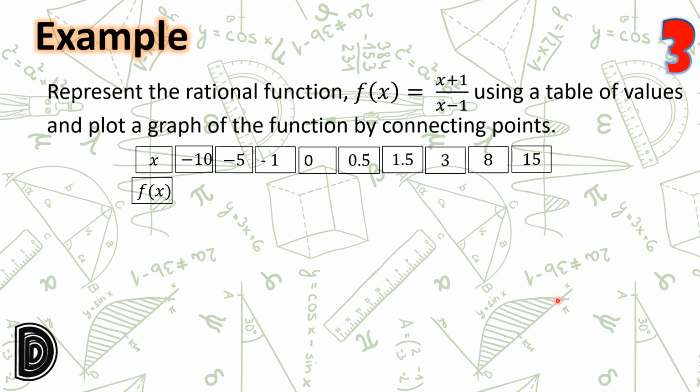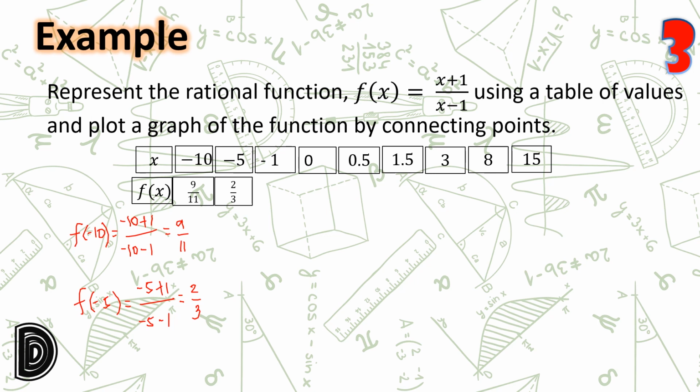Then we will get the values of f of x by substituting the values of x to the function. We start with x is equal to negative 10, so we'll have f of negative 10, that will be negative 10 plus 1 over negative 10 minus 1. And this is equal to negative 9 over negative 11, so that will be 9 over 11. If x is equal to negative 5, so we'll have f of negative 5. This will be equal to negative 5 plus 1 over negative 5 minus 1. And this will be negative 4 over negative 6. We can simplify that as 2/3.